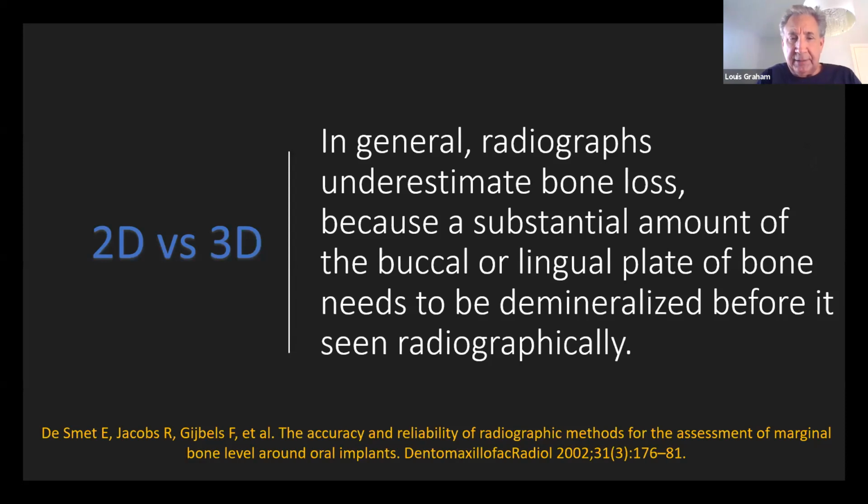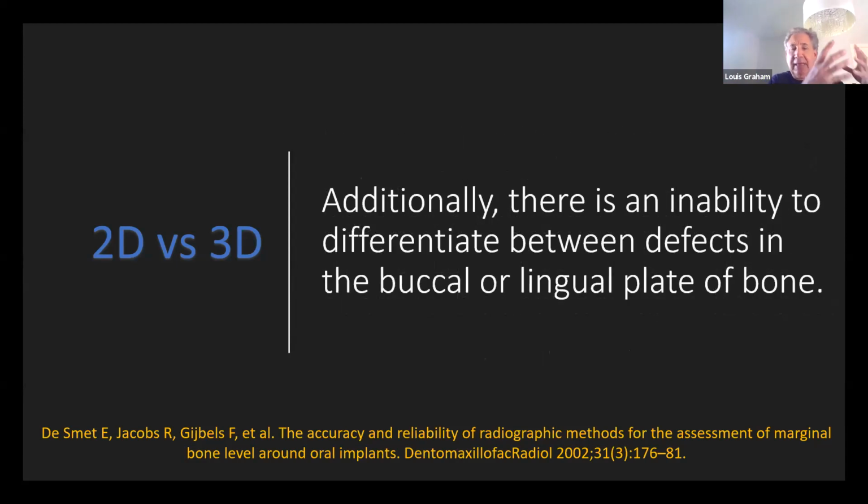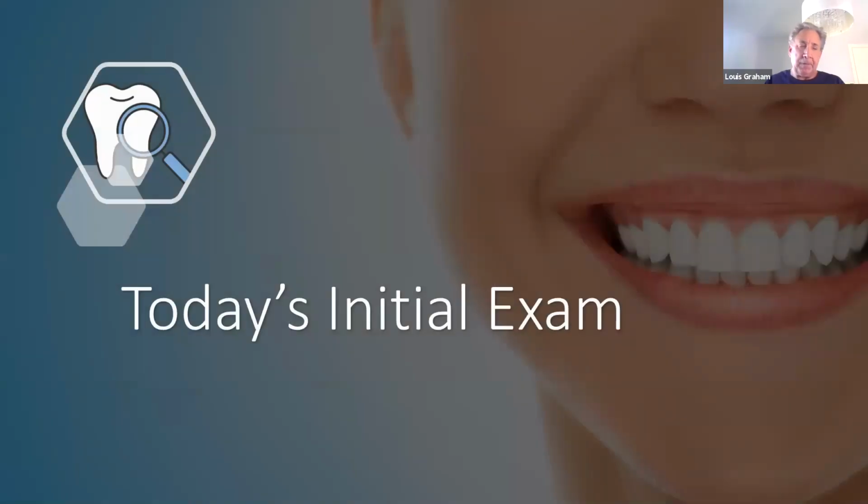So what you have to understand is, in general, 2D radiographs underestimate bone loss because a substantial amount of the buccal lingual plate needs to be demineralized in order to see something. So that's a problem with 2D. There's an inability to differentiate between the defects in the buccal lingual plate. So this is where 3D just shines unbelievably.